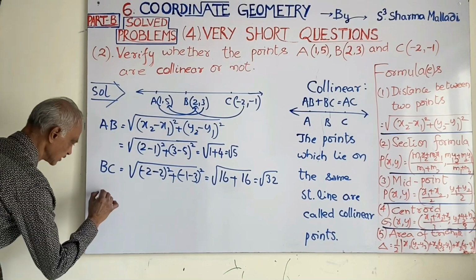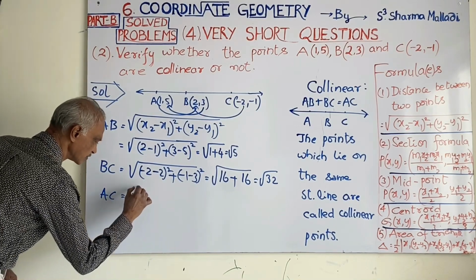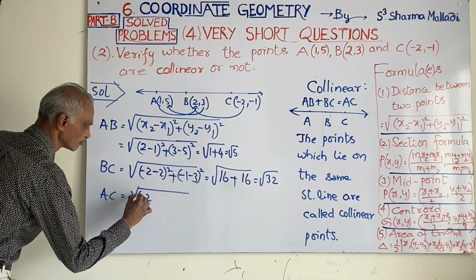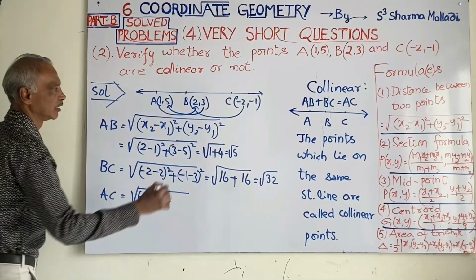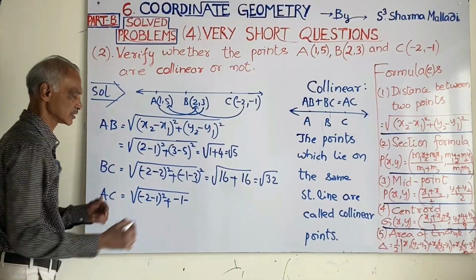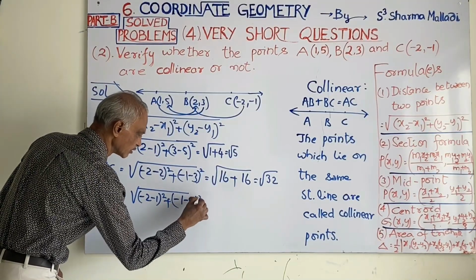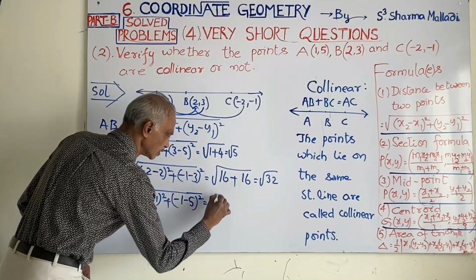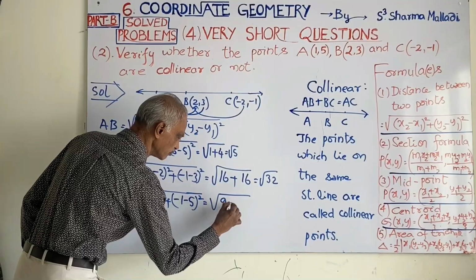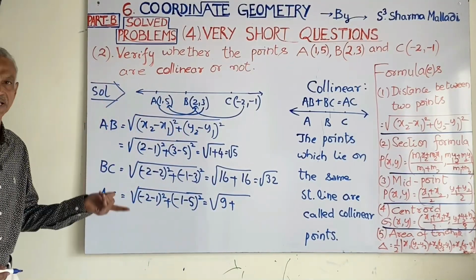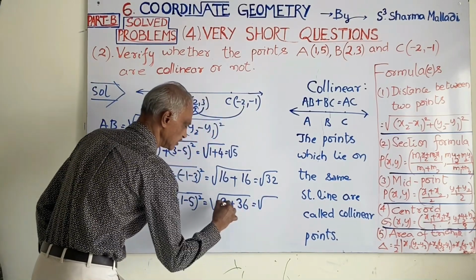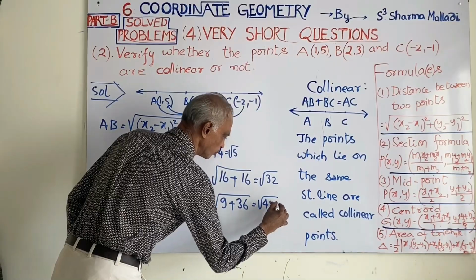Now AC. You have to find the distance between A and C: square root of (minus 2 minus 1) whole square plus (minus 1 minus 5) whole square. Minus 2 minus 1 means minus 3, whole square means 9, plus minus 1 minus 5 means minus 6, whole square means 36. You will get square root of 36 plus 9, that is root 45.